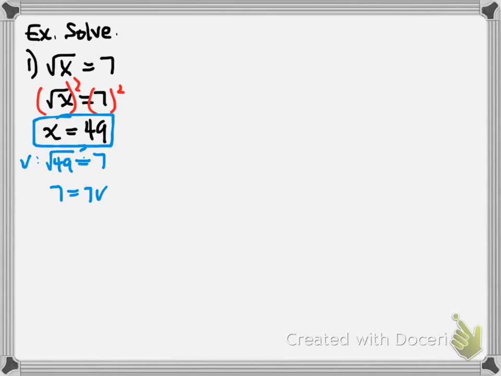Okay, let's try another one. All right, we'll get a little bit more complicated. We're just kind of easing ourselves into complication. So the only thing that's under the radical is this 2n, and then outside the radical it says plus 3 equals 1.